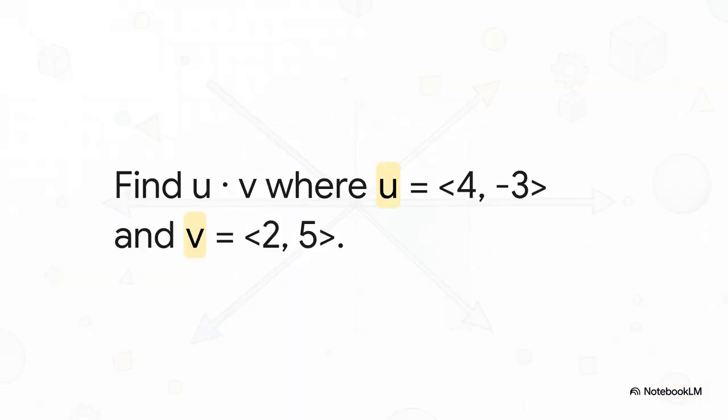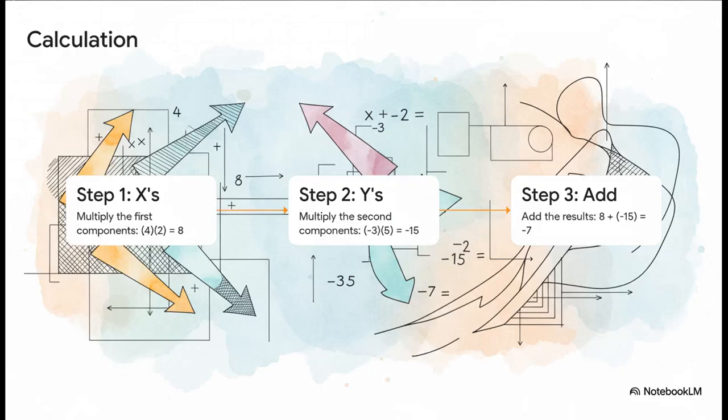First up, let's do a nice, easy calculation. We've got two vectors here, u and v. All we have to do is find their dot product. Let's find that single scalar number. So we're just going to use that algebraic definition we talked about. Step 1, multiply the first components. That's 4 times 2, which gives us 8. Step 2, multiply the second components. That's -3 times 5, which is -15. And for the final step, you just add those two numbers together.